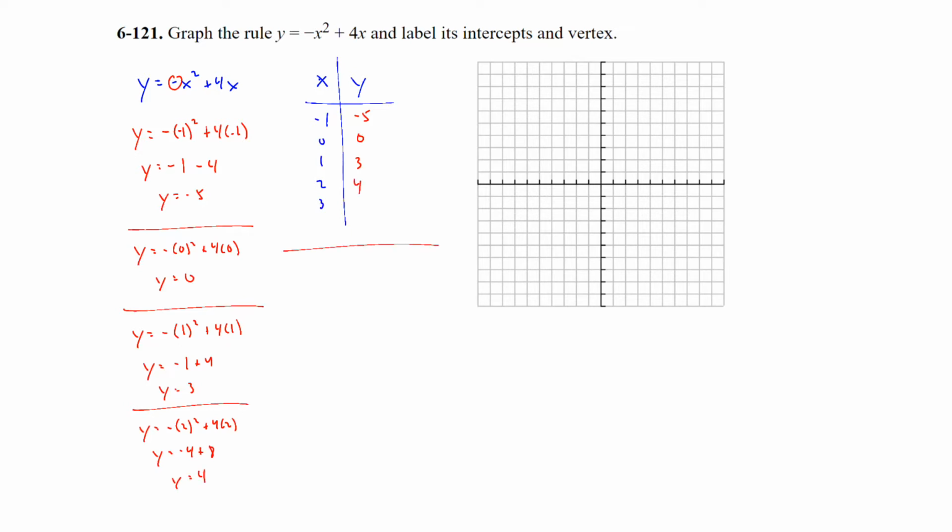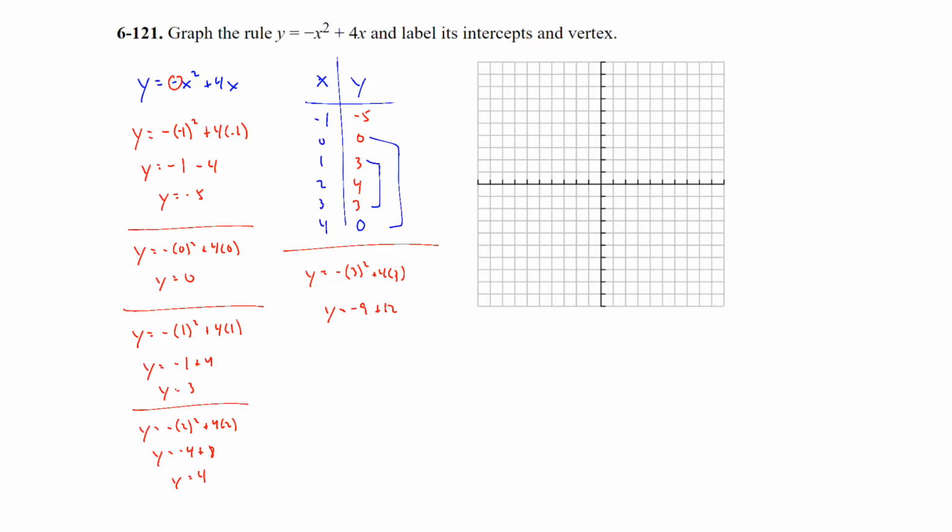Maybe I can show you one more here. So y is equal to negative and then the quantity 3 squared plus 4 times 3. And so that'll be -9 plus 12, which is 3. So you now start to see there's this repeat value. So if I plug in 4, I should have symmetry, and that should be equal to 0 as well. And if I plug in 5, I should get the -5, because quadratics have that symmetry. So I'm going to go ahead and graph this.